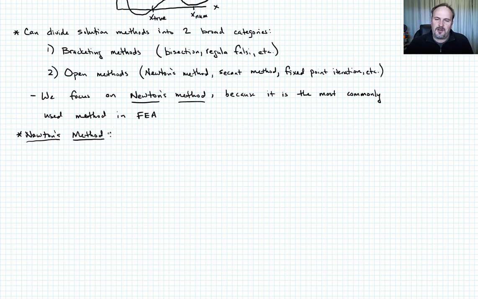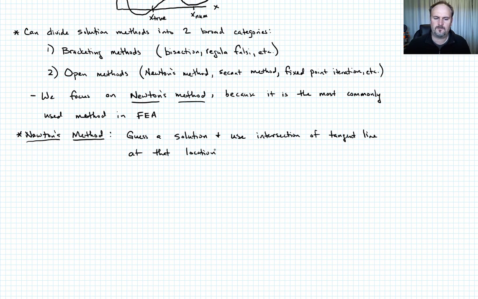So the strategy, or the main idea behind Newton's method, is that we're going to guess a solution, and we're going to use the intersection of the tangent line at that location with the axis to select the next point. Okay, so with the axis, we're going to guess a solution, use the intersection of the tangent line at that location with the axis.